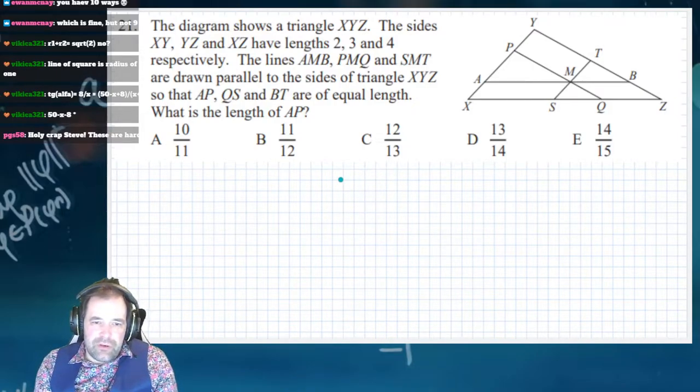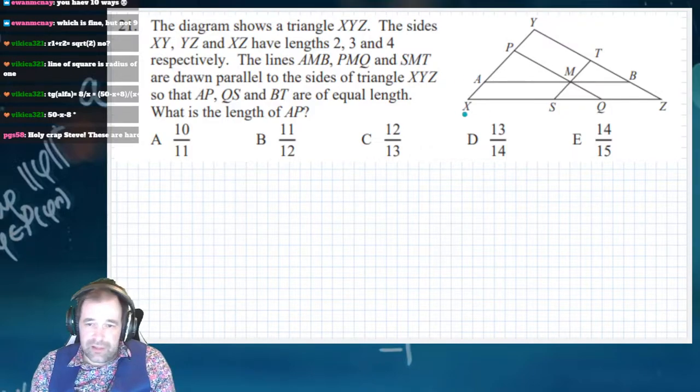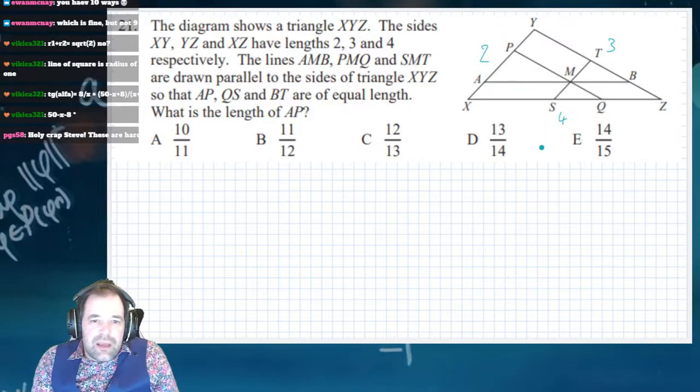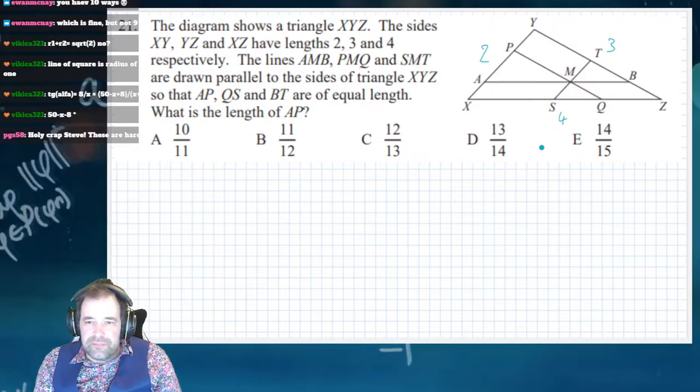The diagram shows a triangle XYZ. The sides XY, YZ, and XZ have lengths 2, 3, and 4. Let's just label that. So XY is 2, YZ is 3, and XZ is 4. The lines AMB, PMQ, and SMT are drawn parallel to the sides of the triangle XYZ, so that AP, QS, and BT are of equal length. So AP, that length there, is the same as that length and that length. What is the length of AP?